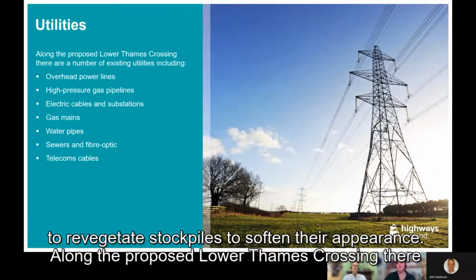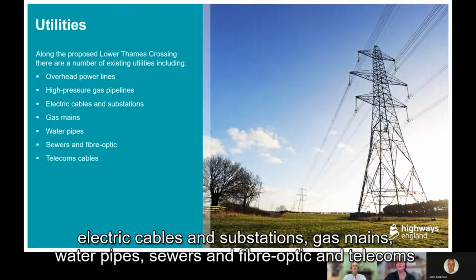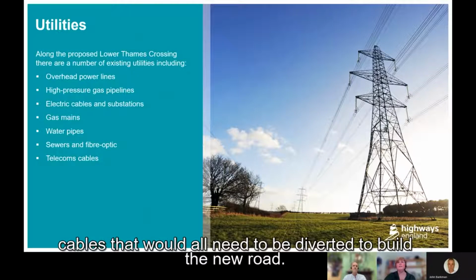Along the proposed Lower Thames Crossing, there are a number of existing utilities, including overhead power lines, high-pressure gas pipelines, electric cables and substations, gas mains, water pipes, sewers, and fibre optic and telecom cables that would all need to be diverted to build the new road.